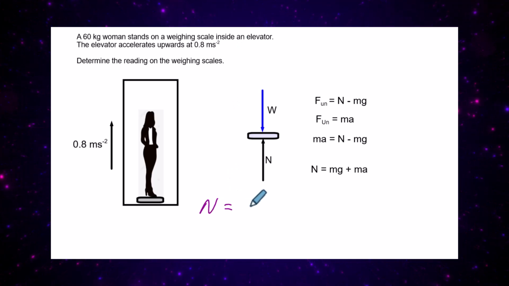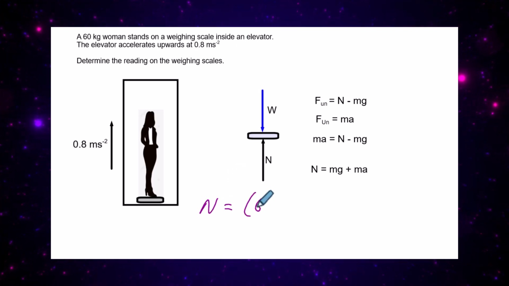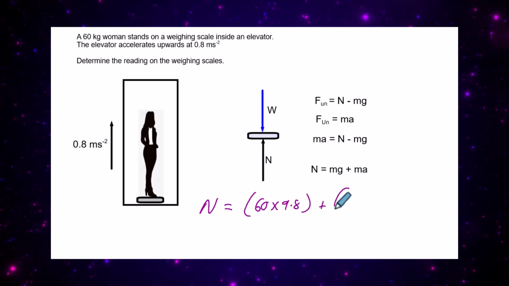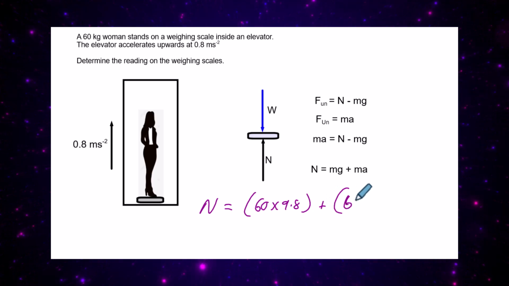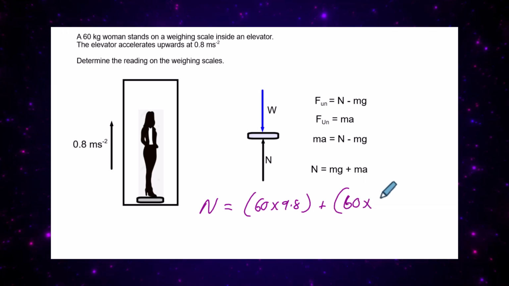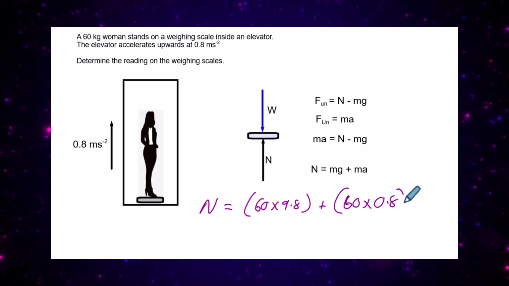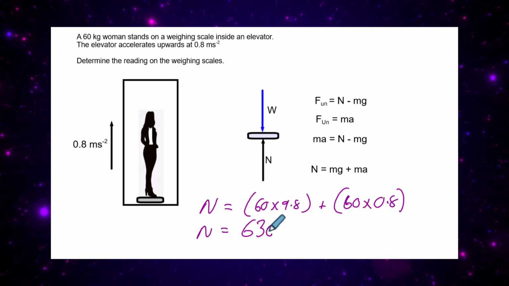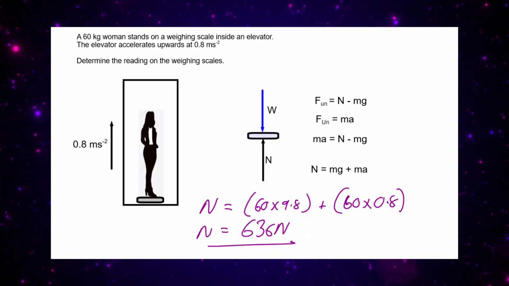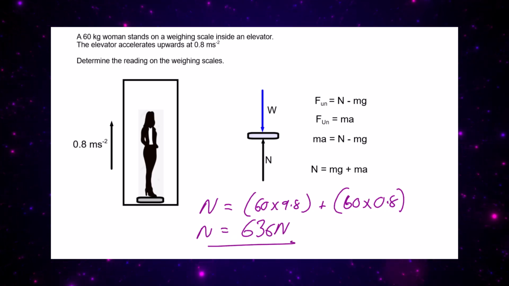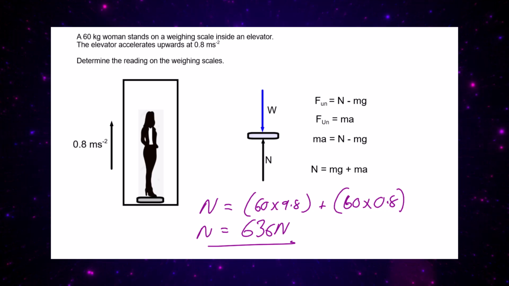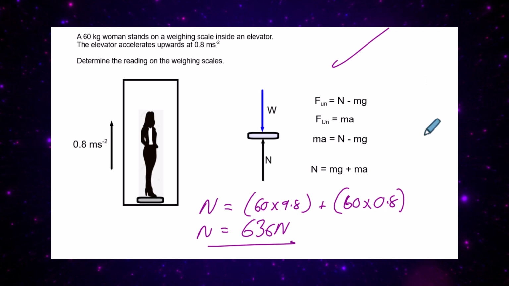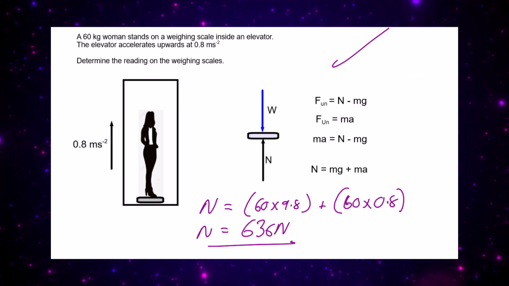The normal force N equals bracket the mass 60 times 9.8 plus the acceleration, mass 60 again times the acceleration upwards, which is 0.8. And if we do that in our calculators, we end up with N equal to 636 newtons. So that's going to be the reading on the scale because that's the normal force acting on the actual weighing scale itself. So that's a good method of working out the famous lift equation in the Higher Physics exam.